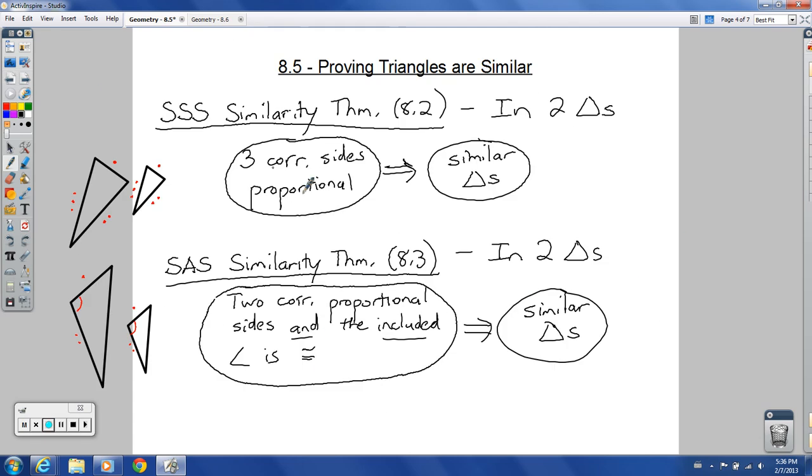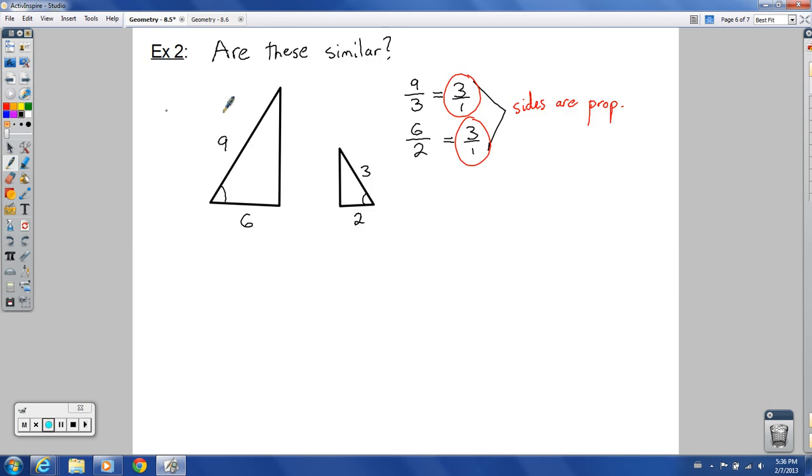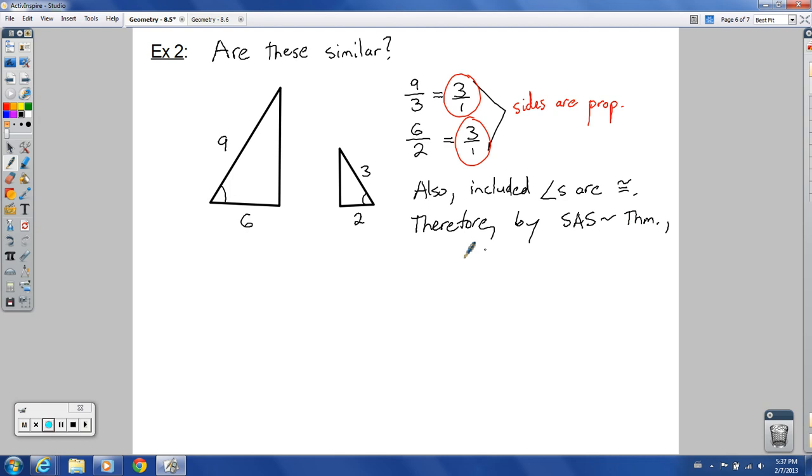And so we can use now side angle side similarity and say that these two have to be similar. So that's an example of SAS similarity. So the sides are proportional, and we can also say included angles are congruent, and so therefore by the side angle side similarity theorem, that's theorem 8.3, you can use that too, but this is a better way to name it, they are similar.